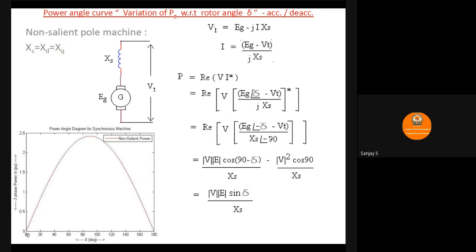Initially in this curve at the lower left corner it is 0, and this power can be maximum whenever delta is 90 because sine 90 is 1. So at this point, the peak of the curve, it will be V by XS, and again whenever delta happens to be 180, power will be 0. That is being shown here at 180 degrees, power is becoming 0. So this is the power angle curve for non-salient pole synchronous machine.